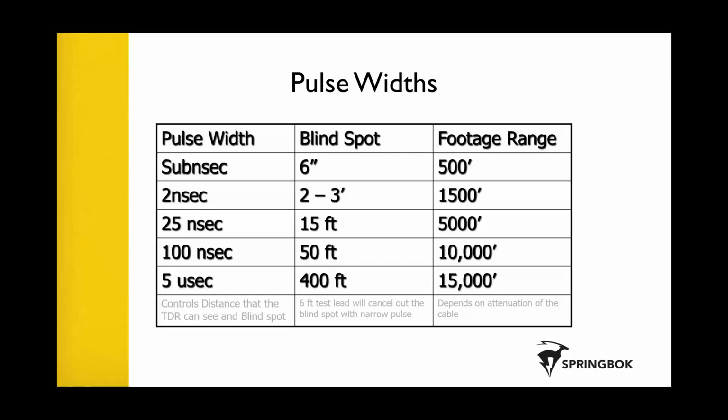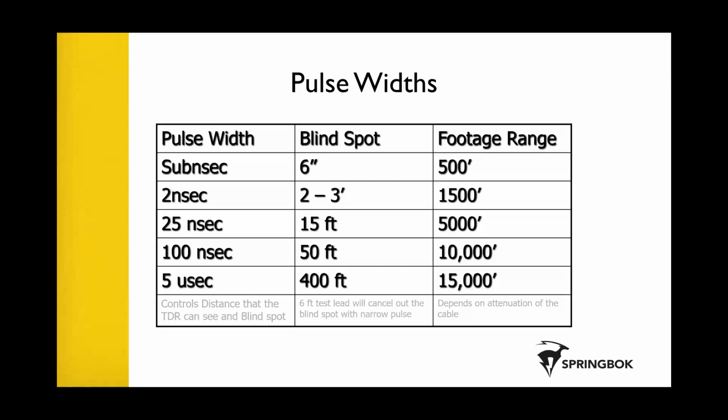So a TDR can see through passives. It cannot see through actives. I point that out because the pulse widths that I have listed here, when we talk about maximum range that will go, these numbers are abouts. So I don't want you to get married to exactly how far a signal will go, because there are so many variables that cause that to happen.